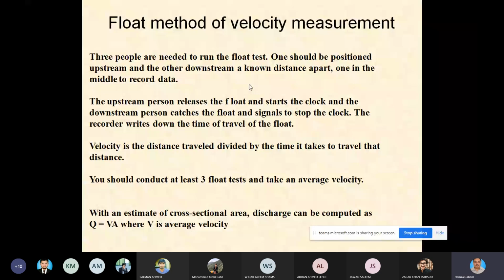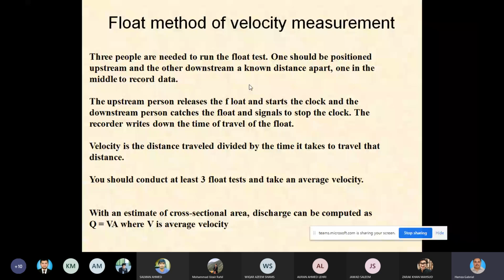So now you can determine the velocity, which is the distance traveled divided by the time it takes to travel that distance. The distance from upstream to downstream is known, and the time you have recorded with the help of the stopwatch. Dividing by that, you get the velocity. At least 3 float tests should be carried out, and then you take the average velocity. Once you have this average velocity, just multiply by the cross-sectional area and you find the discharge.